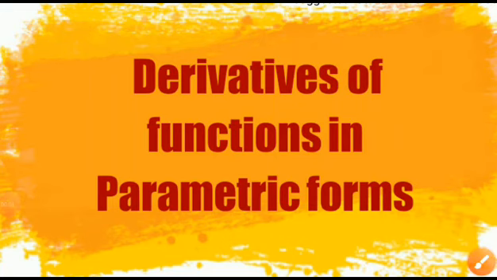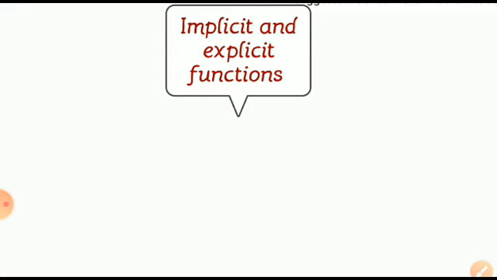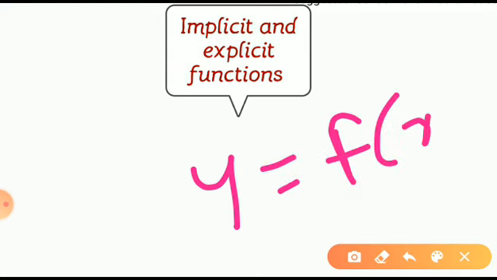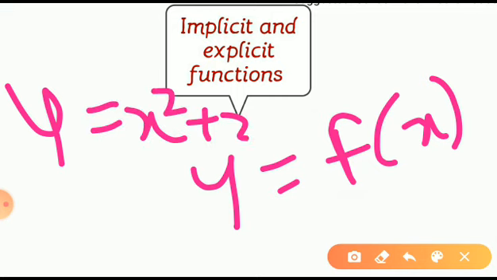Hello children. In this video, we are going to see derivatives of functions in parametric form. Before that, we have seen what are implicit and explicit functions. You remember what implicit and explicit functions were? Explicit functions: suppose I can write any function y directly in terms of x, for example y equal to x square plus 2. That means y I can write completely in terms of x.